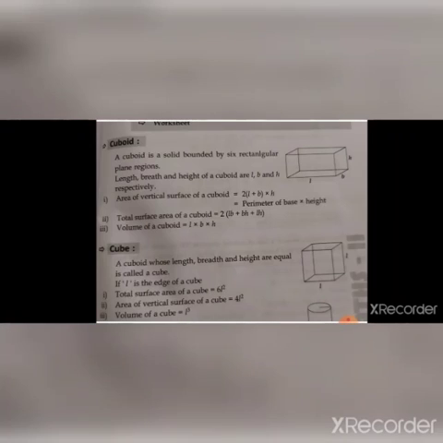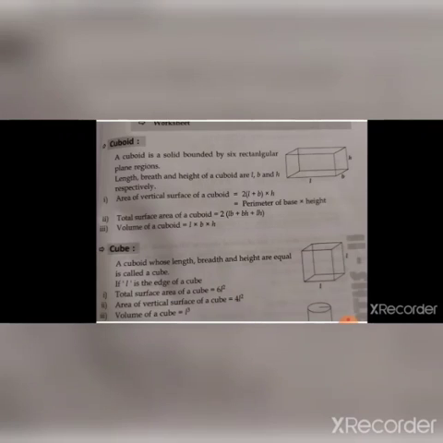A cuboid is a solid bounded by 6 rectangular plane regions. If you take an example of any box, your compass box or the room you are sitting in, all are examples of a cuboid. A cuboid has length, breadth and height. They are denoted by L, B and H.